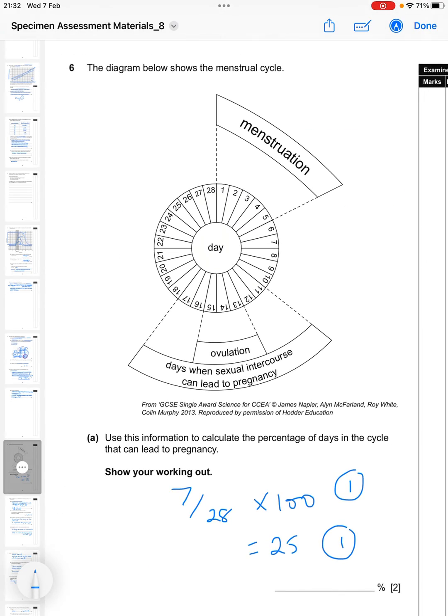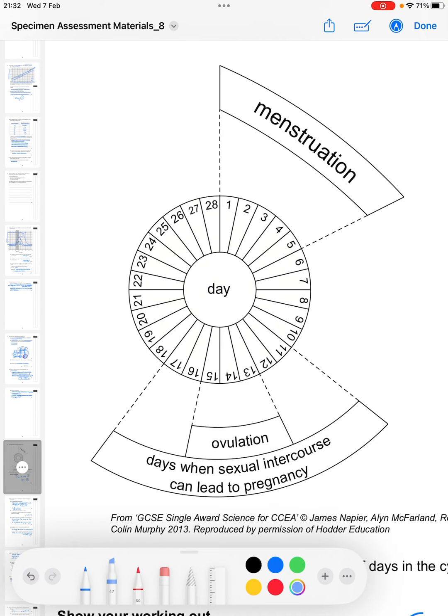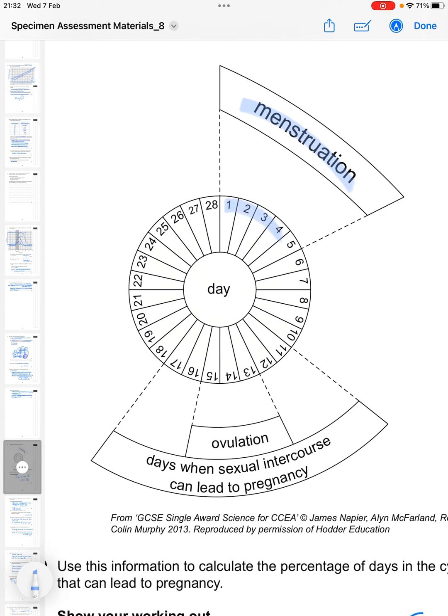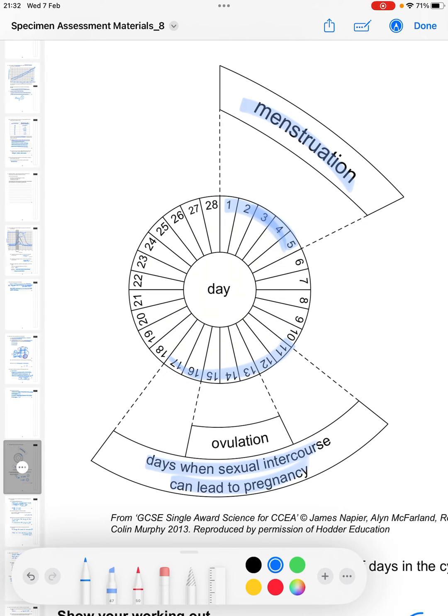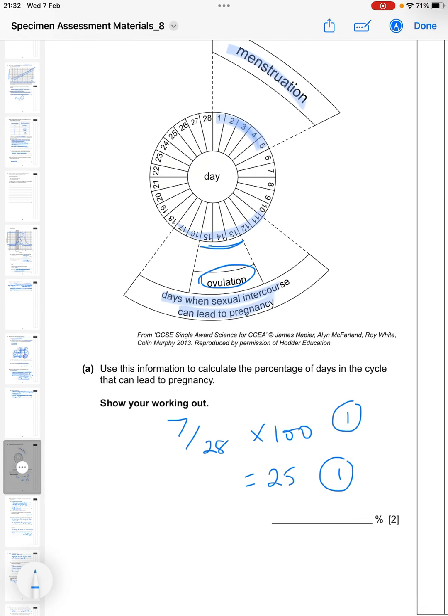Now we're on to the menstrual cycle, and you see this type of diagram that you'll be familiar with in your notes. And on it, they have said that in this section from 1 to 5 days is menstruation, so that's the period. And then these are the days when sexual intercourse could lead to pregnancy. And on the inside here, we have ovulation, and that's just these 3 days.